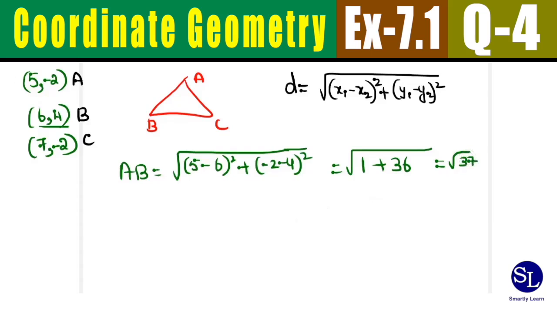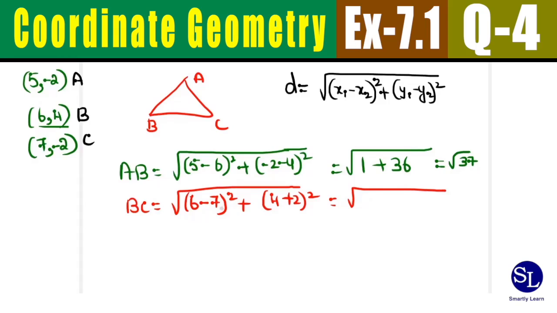Now let's compute the distance BC. So BC is equal to square root of, now 6 minus 7, because this is going to be treated as the x1 and x2 in the formula. So (6 minus 7) the whole square plus (4 minus of minus 2, that is plus 2) the whole square. So this is square root of 6 minus 7 is minus 1, the whole square is 1, plus 4 plus 2 is 6, 6 the whole square is 36. So this is root 37.